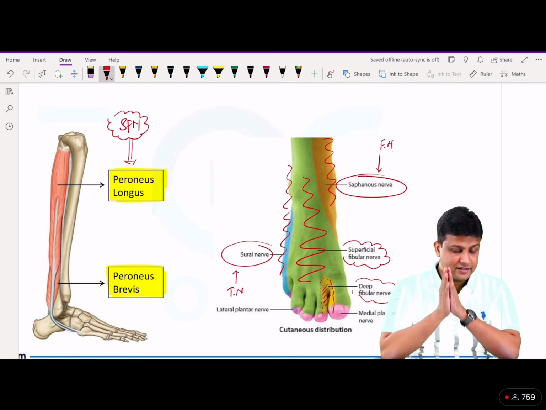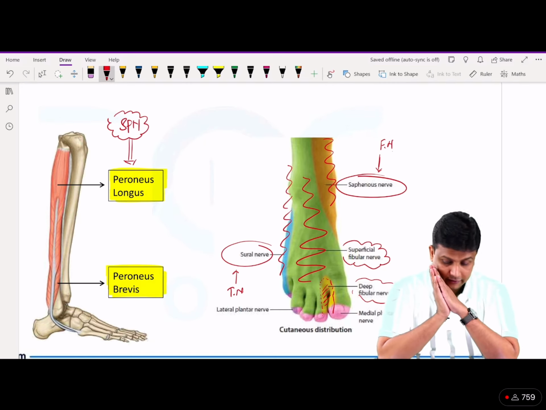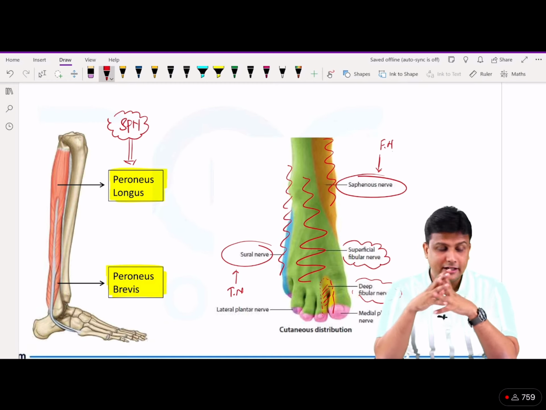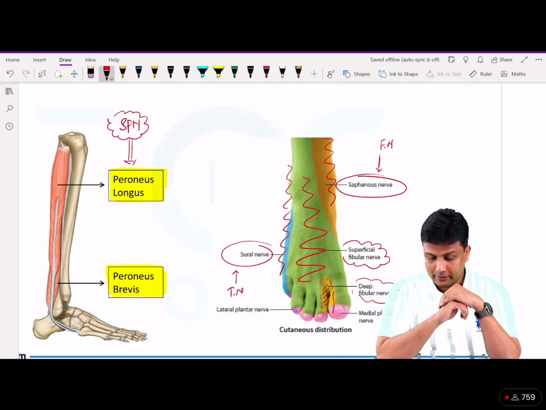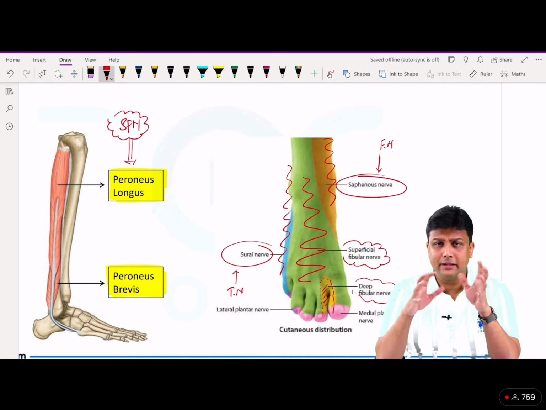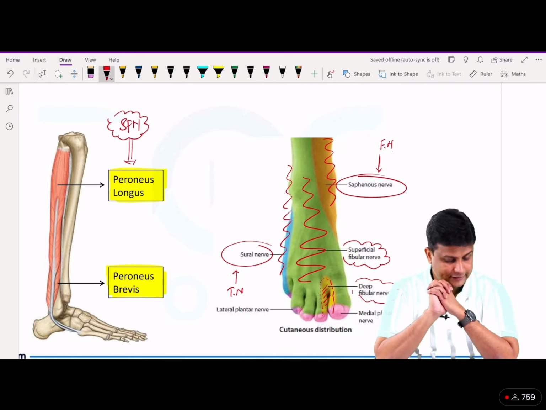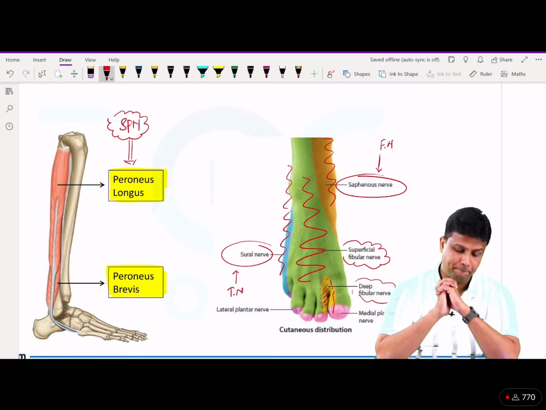So on the medial side, you'll have the saphenous nerve supplying, and it is a cutaneous branch of the femoral nerve, guys. And on the lateral side, you'll have the sural nerve. The sural nerve is a branch of your tibial nerve. So please remember this one. By this, we complete the sensory supply to your foot, guys.